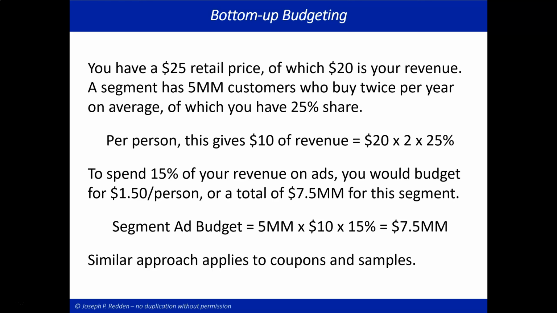Now, to spend 15% of your revenue on ads, you would budget $1.50 per person, because that's 15% of that $10. If we build that up based on how big the segment is, that would lead to $7.5 million in total spending, as you can see below. It's the 5 million people times the $10 of revenue times the 15% of revenue that I want to spend on advertising. It's a way to get some idea of how much spending I need that's tied to the size of the segment. You can do a similar approach for coupons and samples.